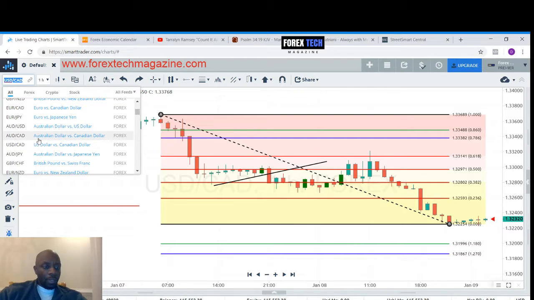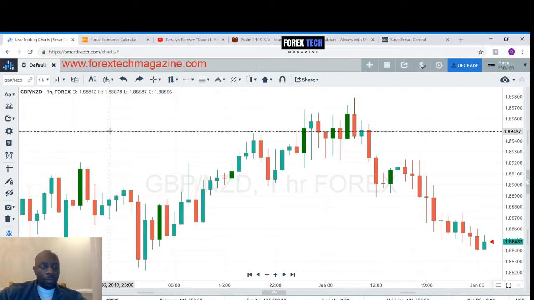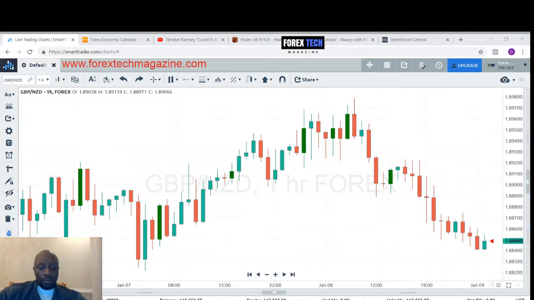We're going to talk about the U.S. Canadian dollar and the Australian U.S. dollar. But first, what we're going to do is get into our normal currency pairs, which are the Great Britain pound pairs. Since this is the London Open, and that's what we typically trade during the London Open, which would be the Great Britain pound pairs.